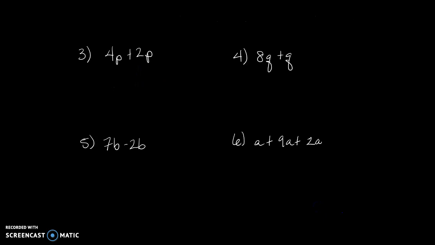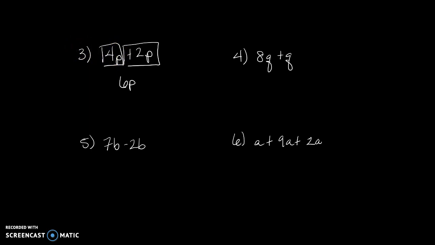All right, let's do a couple more. Number 3, you have 4p plus 2p. We box those alike, and then we're just going to add them, and I get 6p.